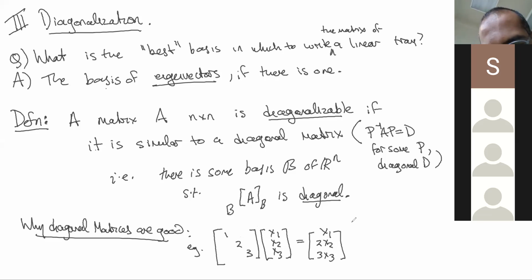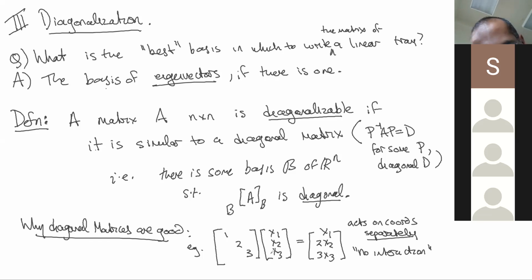And the way to articulate that is that it acts on the coordinates separately. And by separately, I mean that there is no interaction between the coordinates. So if you look at what this matrix does to these coordinates, it never mixes up x1 and x2 or x1 and x3. It just does something separate to each coordinate, which is very simple, just multiplication by a number. Now, these matrices are really easy to understand because essentially you just need to understand how to multiply numbers. You don't actually need to understand linear algebra to figure out what a diagonal matrix does.